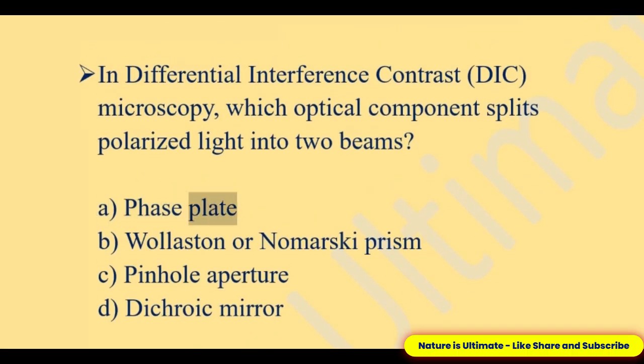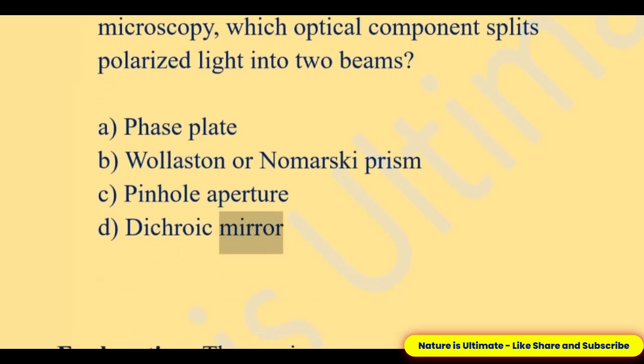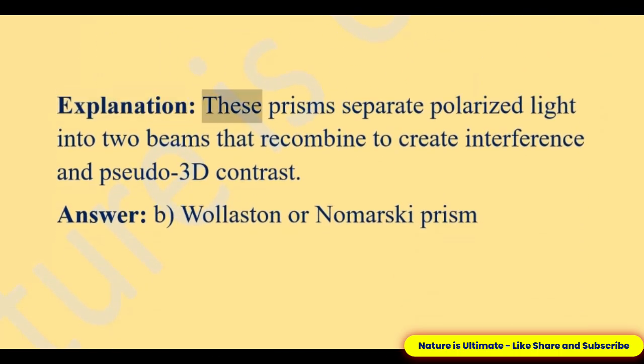In differential interference contrast, DIC, microscopy, which optical component splits polarized light into two beams? A. Phase plate. B. Wollaston or Nomarski prism. C. Pinhole aperture. D. Dichroic mirror. Explanation: these prisms separate polarized light into two beams that recombine to create interference and pseudo-3D contrast. Answer: B. Wollaston or Nomarski prism.